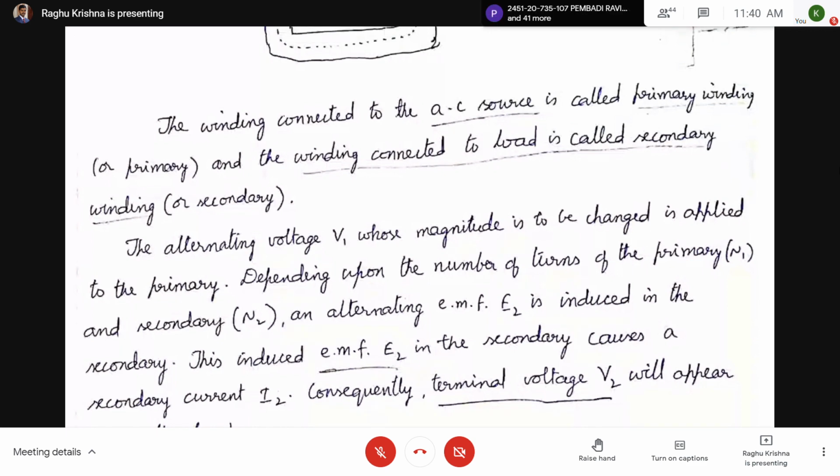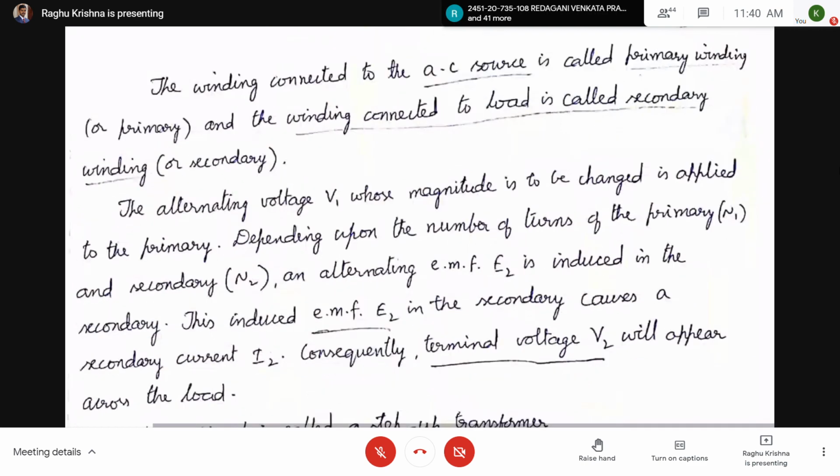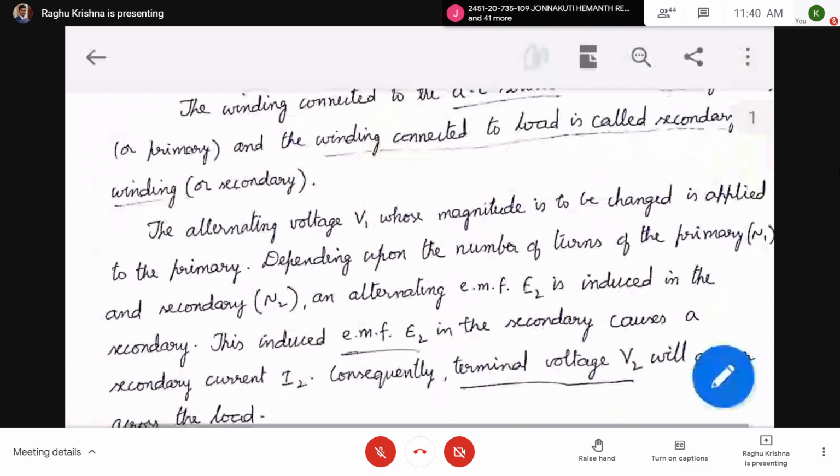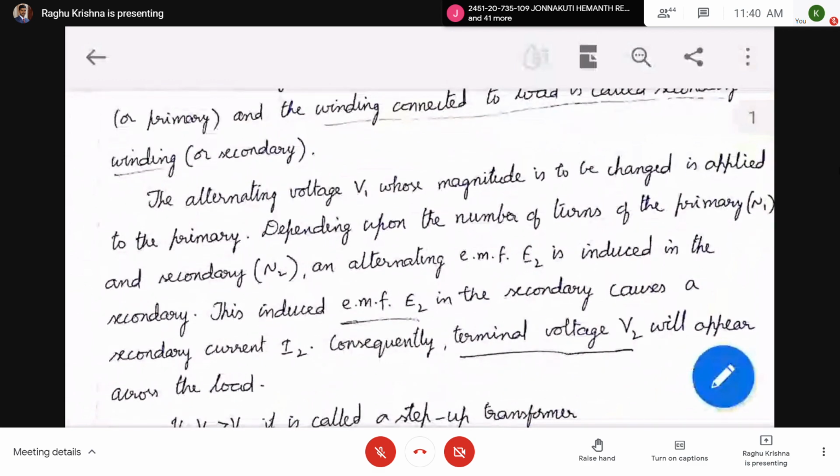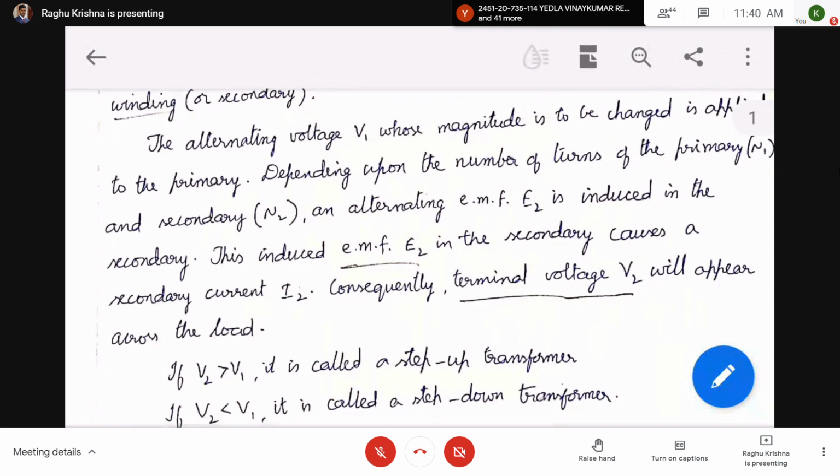There is a relation between E1, N1 and N2 that I am going to derive now. Here E2 is the EMF induced in the secondary. This induced EMF E2 causes a secondary current I2. When a load is connected, only then will the current I2 flow. Consequently, the terminal voltage V2 will appear across the load.